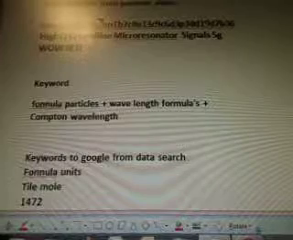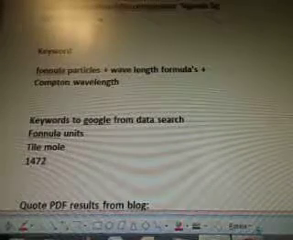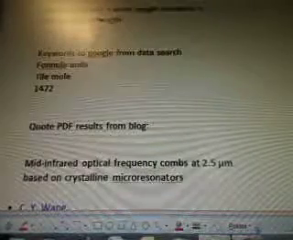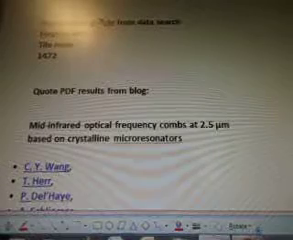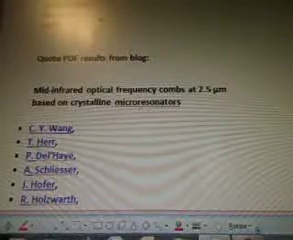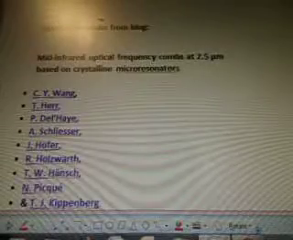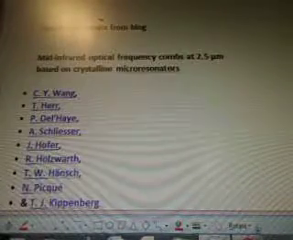The keyword is Fonnula particles, wavelength formulas, and Compton wavelength. And then I found Fonnula units, time mole 1472. And I googled it and I got all these PDF results. So the PDF results are from a blog, mid-infrared optical frequency combs at 2.5 micrometers based on crystalline microresonators. And okay, so this is the same PDF, but then I divided it up.